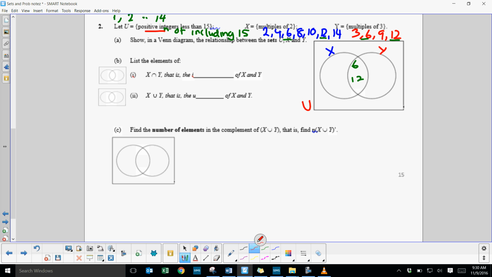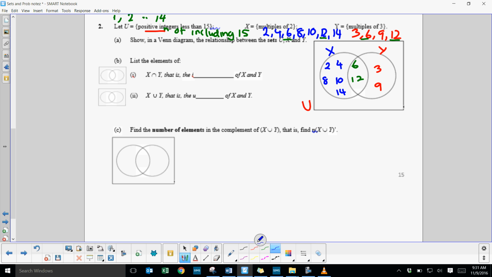So we can probably easily fill in the remaining part of Y. 6 and 12 already belong to the intersect, so 3 and 9 have to be in this section here. And similarly with X, we've got to fill in the other multiples of 2 that are not 6 and 12 from that list. So we've got 2, 4, 8, 10, 14.